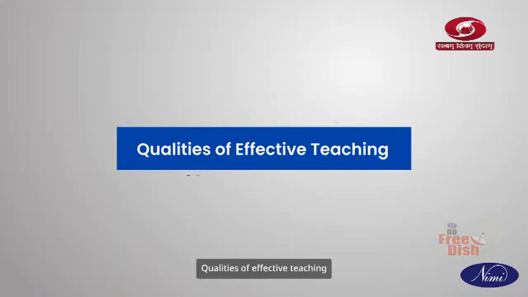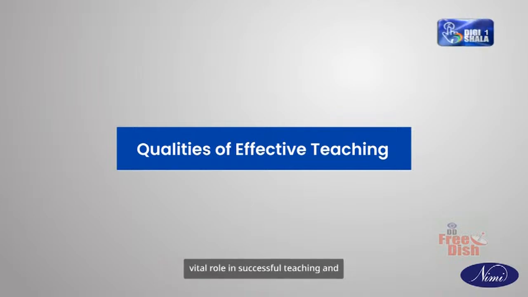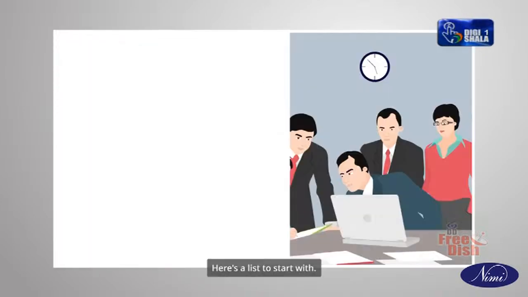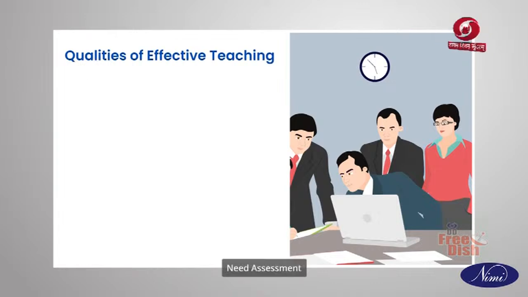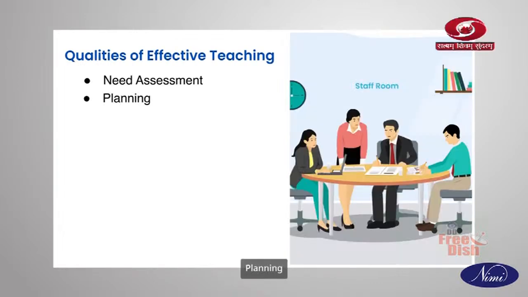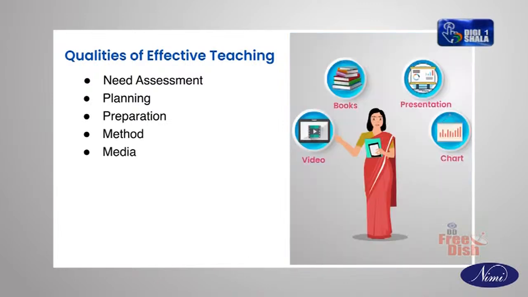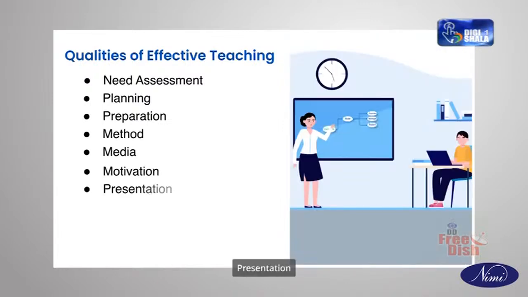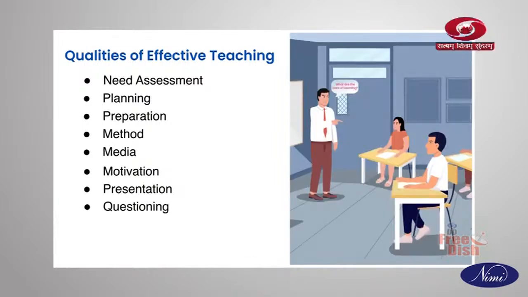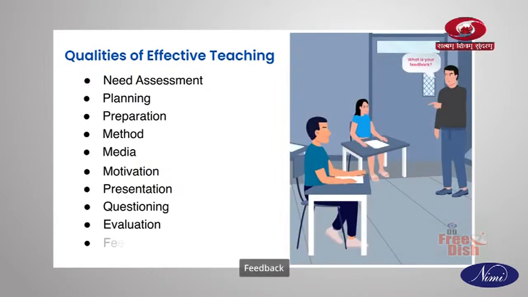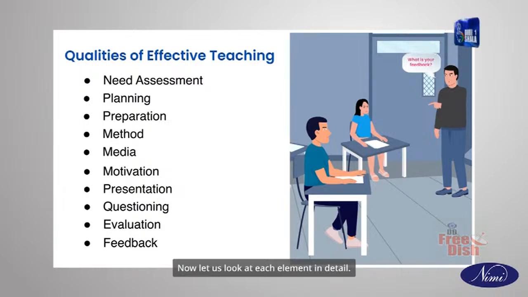Qualities of effective teaching. There are several key elements that play a vital role in successful teaching and learning. Here's a list to start with. They are need assessment, planning, preparation, method, media, motivation, presentation, questioning, evaluation, and feedback. Now, let us look at each element in detail.